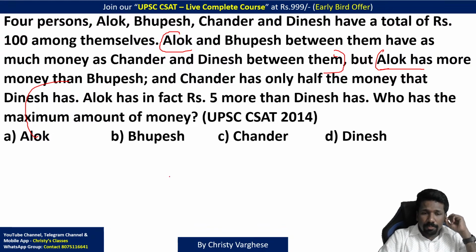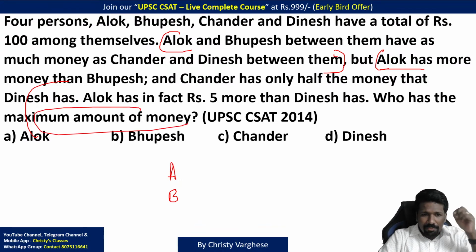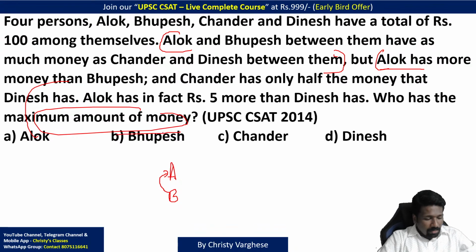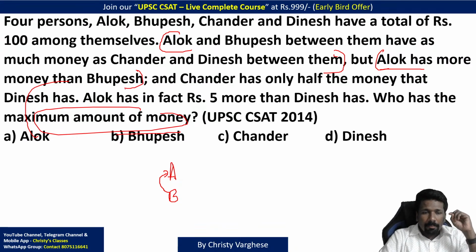Alok has more money than Bhupesh. Yes, that makes sense. Alok has more money than Bhupesh means Bhupesh should not have the maximum amount of money, because B is already less than A. So B, Bhupesh, can be eliminated. Clear, right? Alok has more money means Bhupesh is below at least one person with respect to the money he has. So Bhupesh cannot be on the top. Who is on the top? That is the final question. So option B is eliminated.